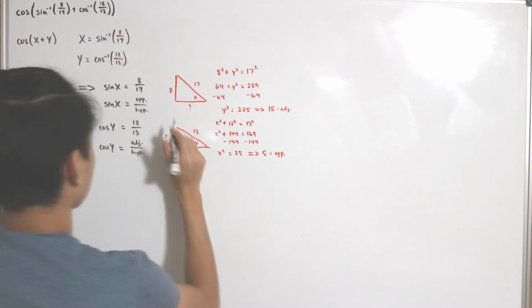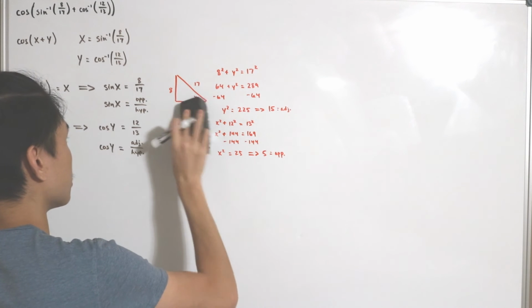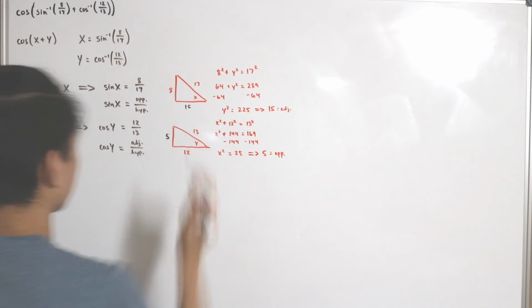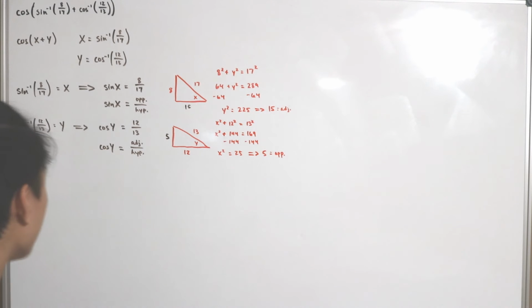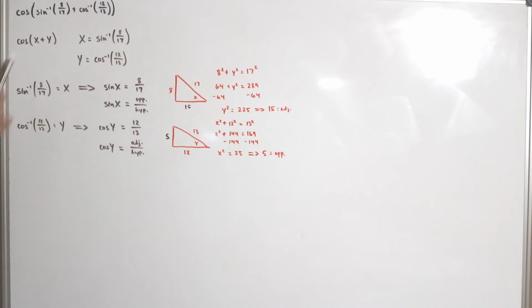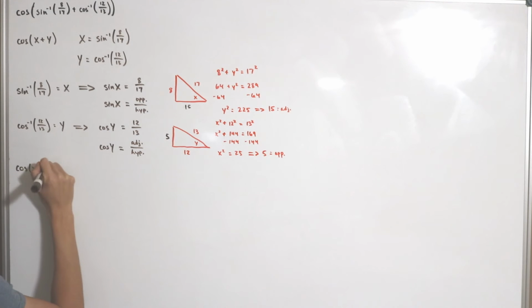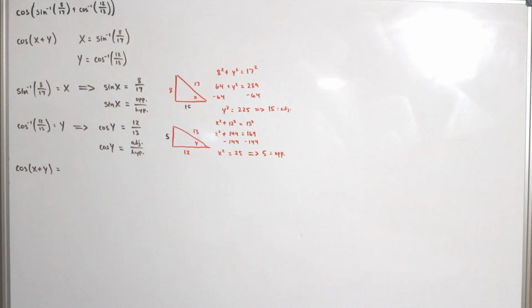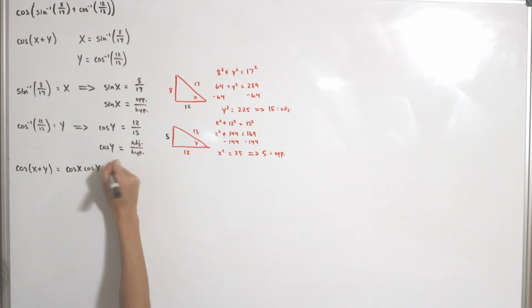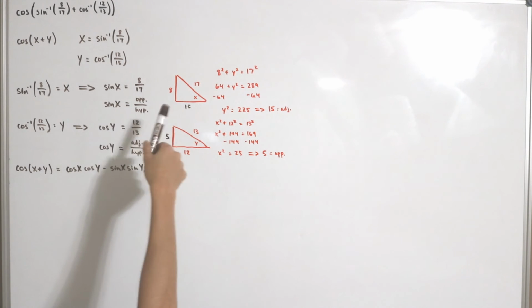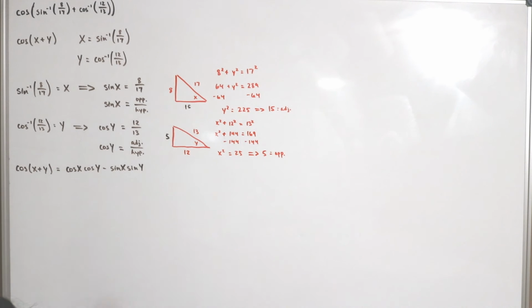Let me erase our question marks. So 5 is our missing length over here, and 15 is our missing length over there. Okay, nice. Now notice that we have the expression in the form cosine of X plus Y. This is equal to our angle sum identity, which is defined as cosine of X multiplied by cosine of Y minus sine of X multiplied by sine of Y. This is very important, as we found those missing sides from our triangles.